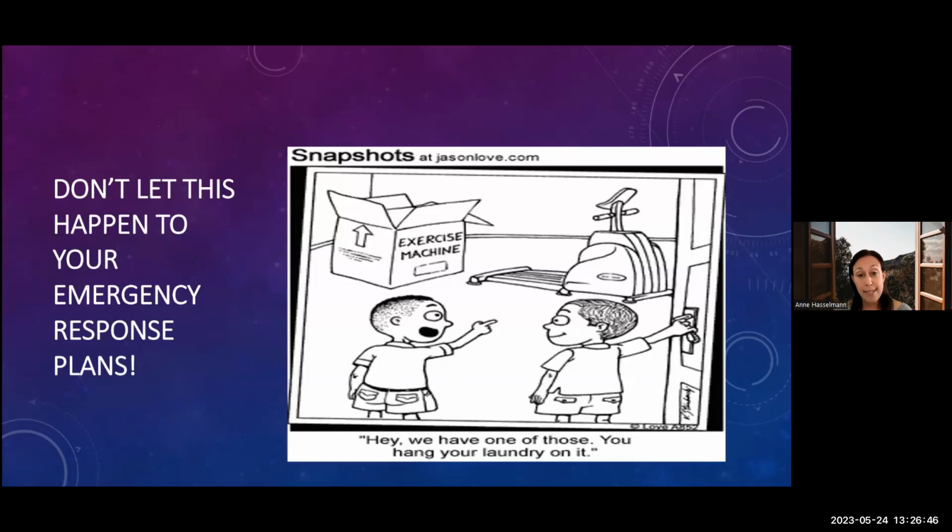So I'll leave you with this. Just don't let this happen to your emergency response plans, right? You can see in the background the exercise machine, and you can see the caption is, hey, we have one of those. You hang your laundry on it, right? You need to exercise your plans. Don't let them be the treadmill where you hang your laundry. With that, I'll say thank you and turn it back over to Sylvia or Caitlin.